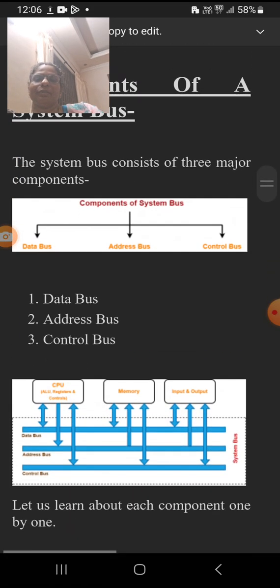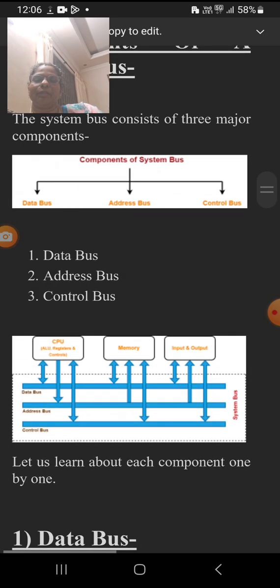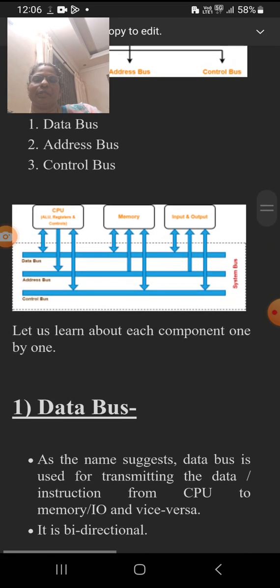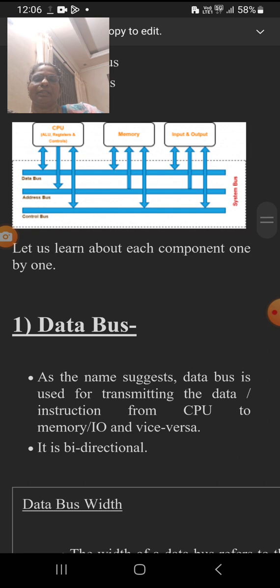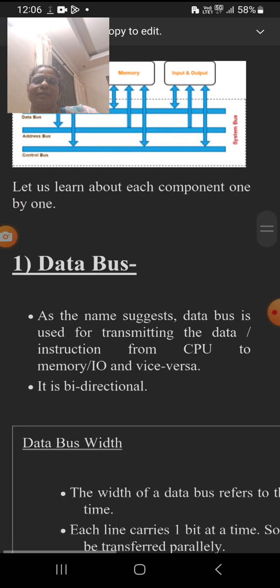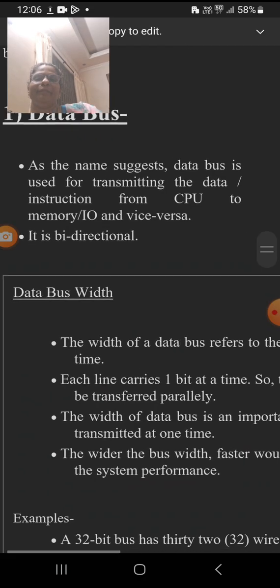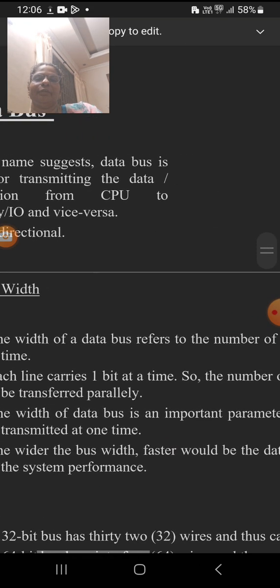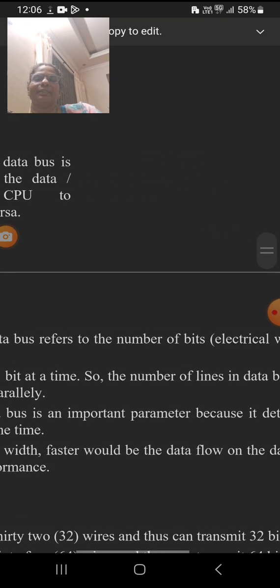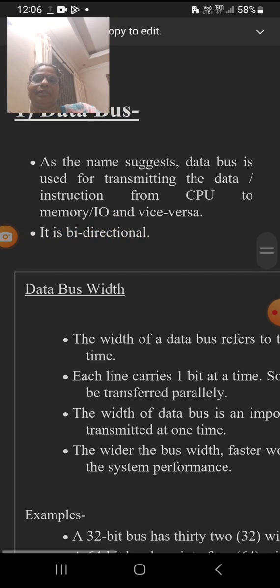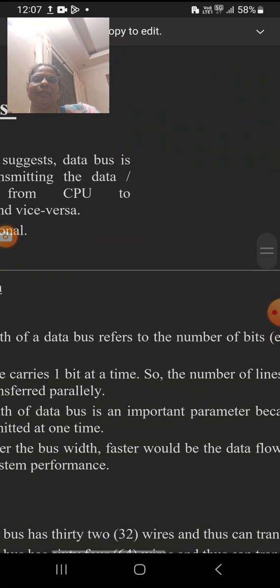The data bus is connecting the components one by one. As the name suggests, the data bus is used to transfer the data and information from the CPU to memory and input-output devices, and vice versa. It is bidirectional. The width of a data bus refers to the number of bits transferred at a time. Each line carries one bit at a time.